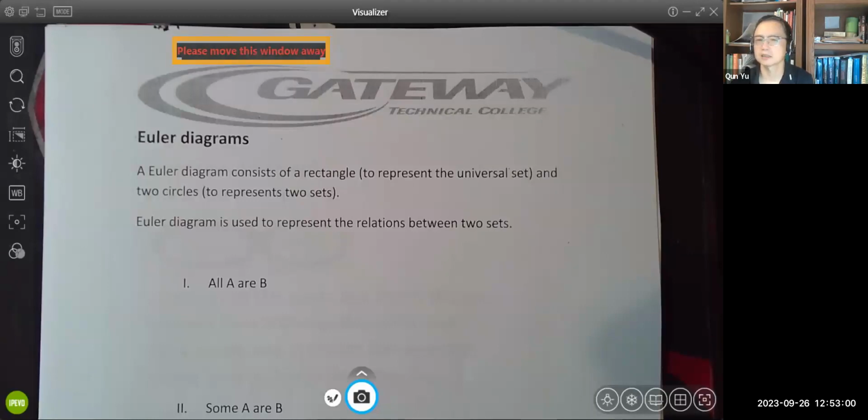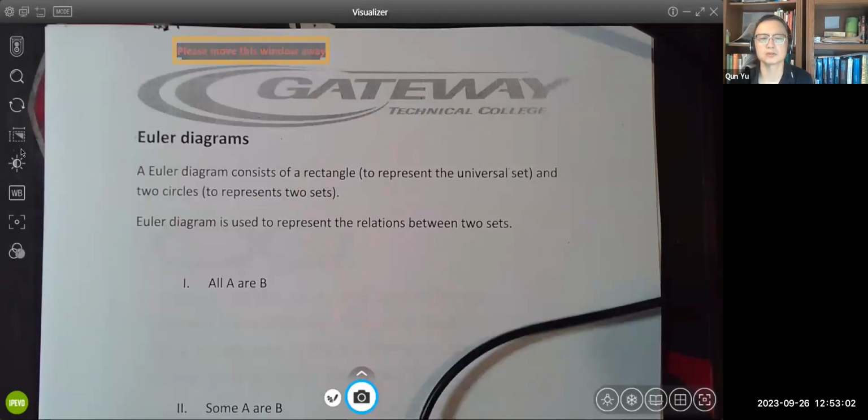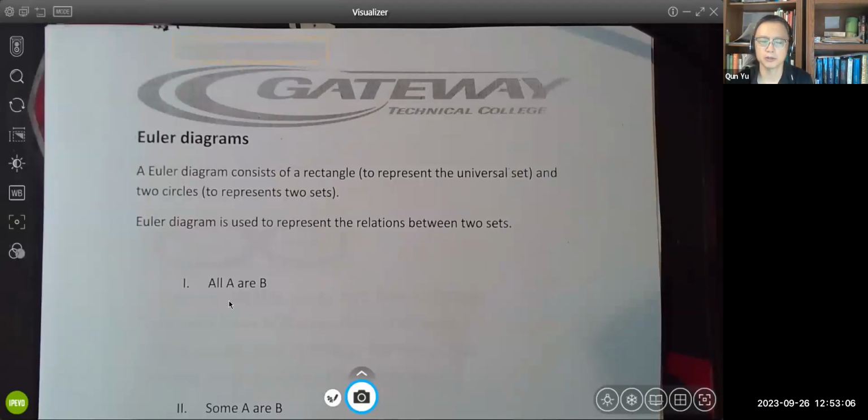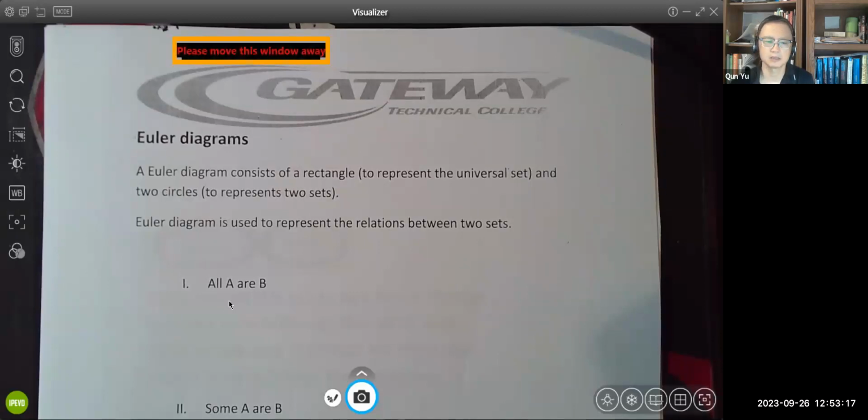Hi everyone. In this video, we are going to look at the Euler diagram: what an Euler diagram is and how to use Euler diagrams to determine if a given argument is a valid one or not. So let's get started.